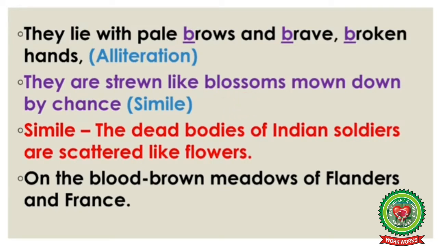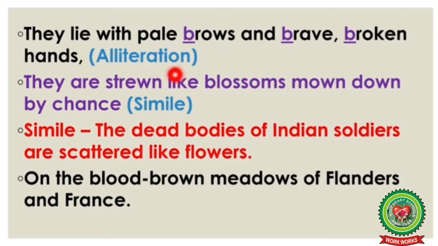So their bodies are scattered like flowers which have been trimmed by chance in the grassy lands of Flanders and France. So what is the new name of Flanders? It is Belgium. Which have turned red with their blood. So, the grassy land has turned red with the blood of dead Indian soldiers. So, which figure of speech has been used here by the poet?